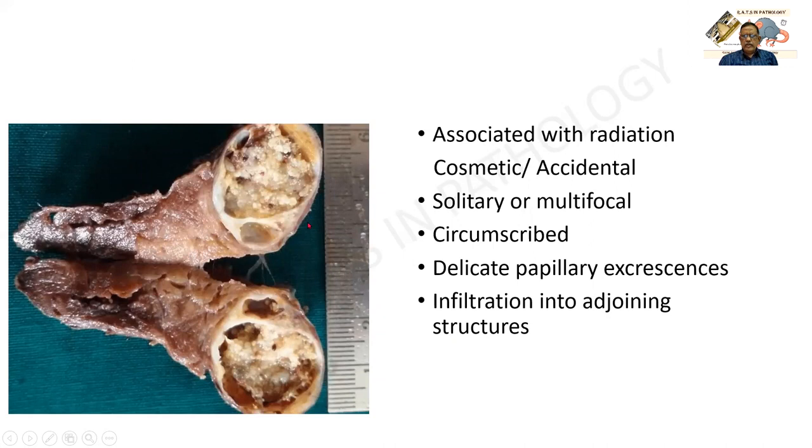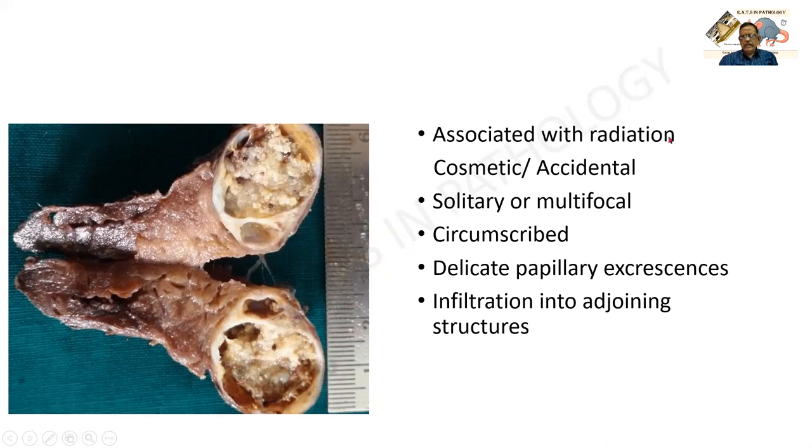The papillary carcinoma of thyroid I shall be dealing with. So this is a normal thyroid over here, and when they cut it open, they find that there is an enclosure that is having multiple small, delicate papillary excrescences. Very delicate, grayish white in color, very well circumscribed. So this is the appearance of a papillary carcinoma.